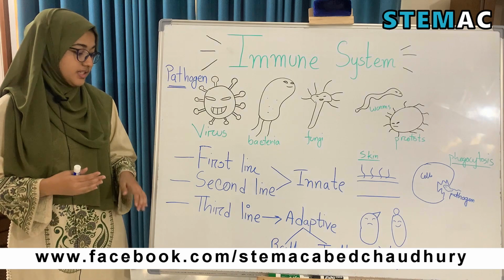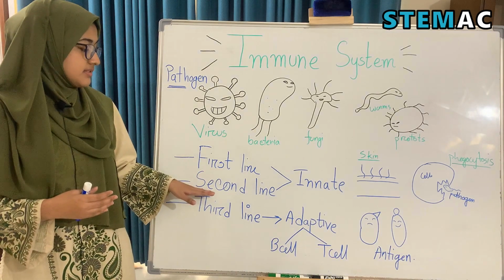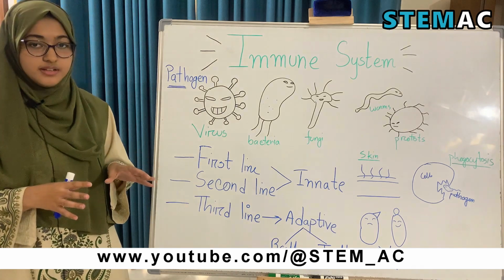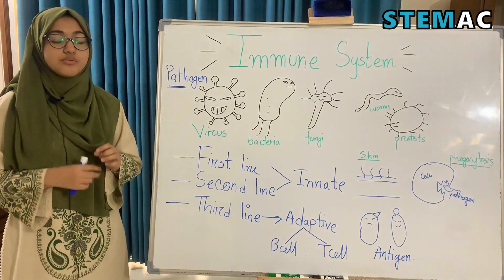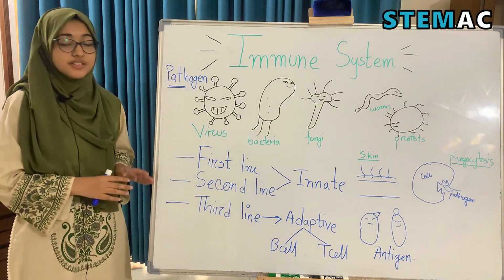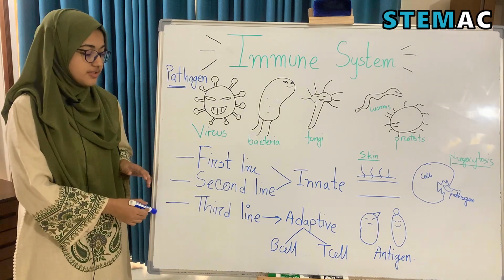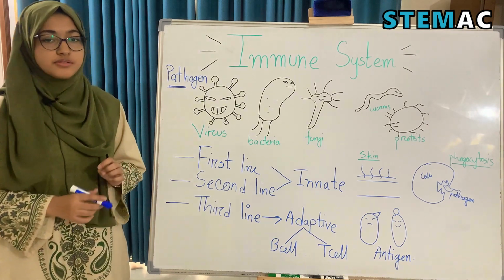in the defense against it. For the first and second lines of defense, there is no specificity. The first and second lines work against every pathogen. So there is no specificity. The specificity comes in the third line of defense. So that was a brief introduction to the immune system.